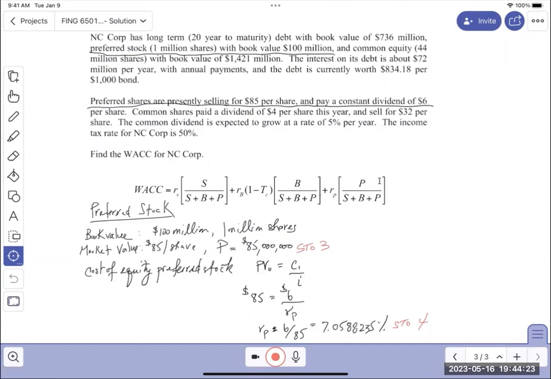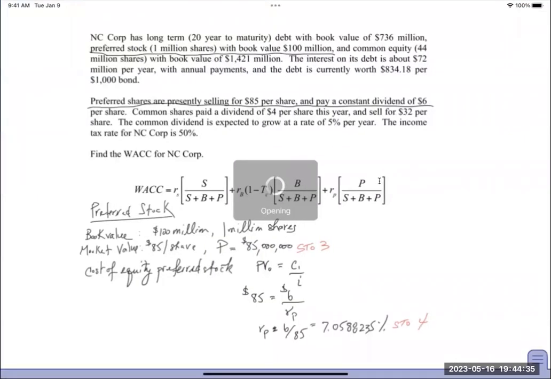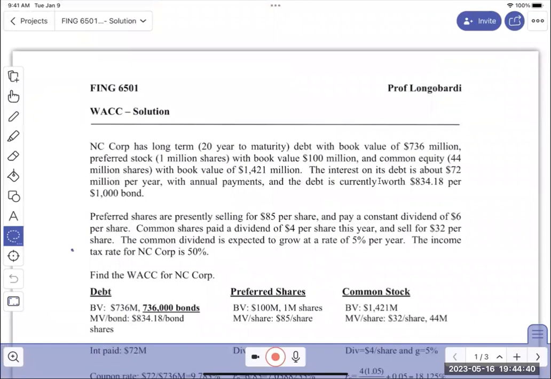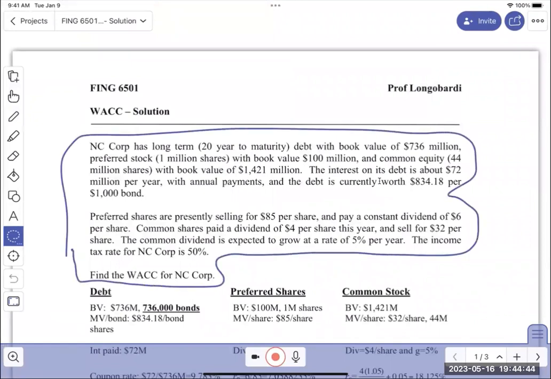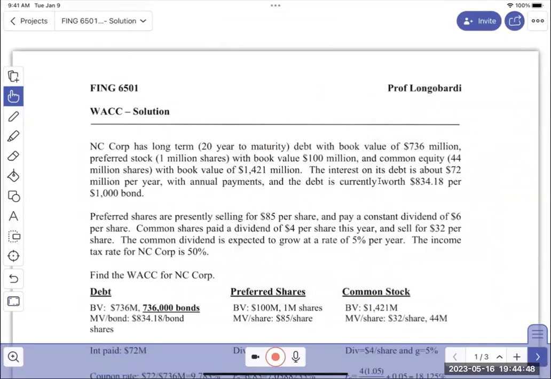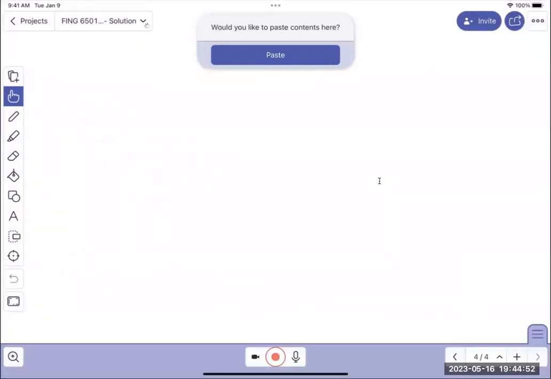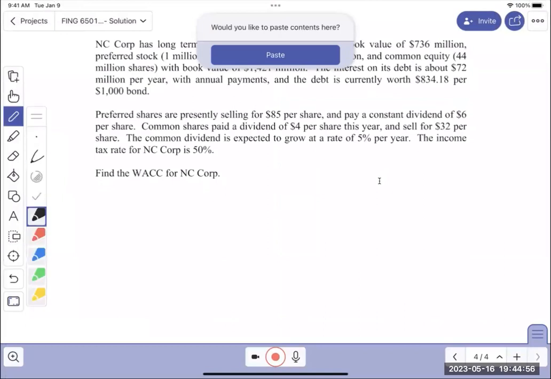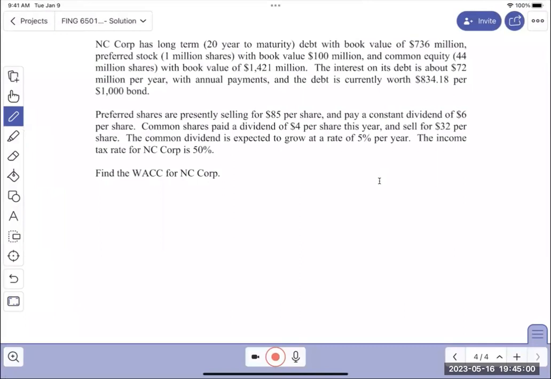And now for common stock. So I'm going to do this one more time. I'm going to take the original problem. And now let's underline the information for common stock. Common equity of 44 million shares with a book value of $1,421,000,000. And then also common shares paid a dividend of $4 this year and sell for $32 per share. And common dividend is expected to grow. There's growth in that dividend or in that asset.